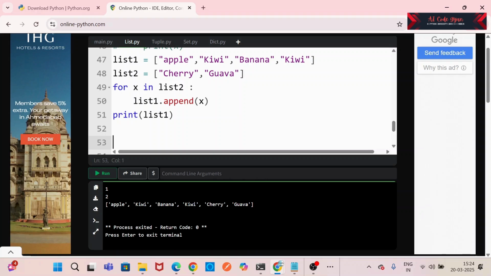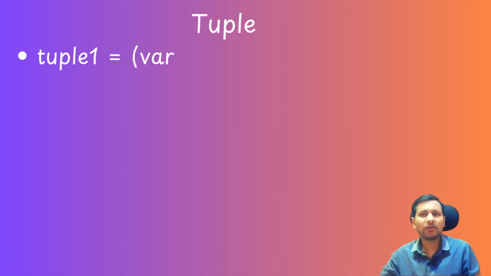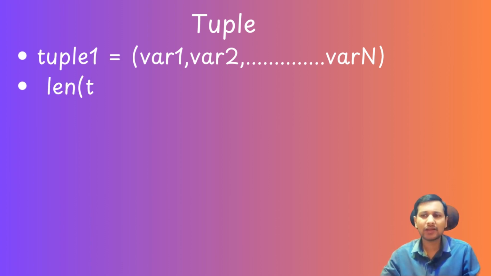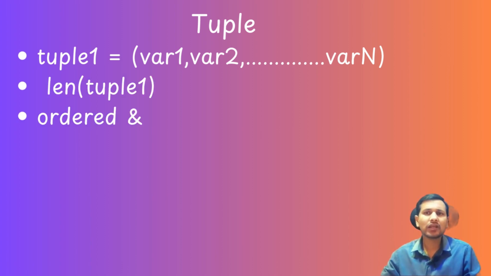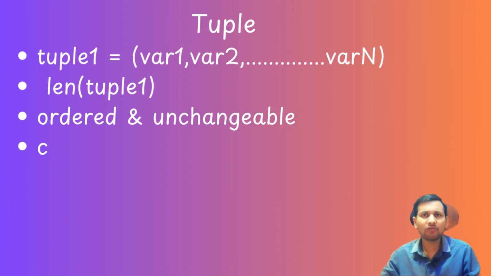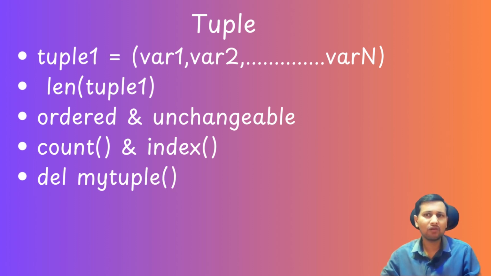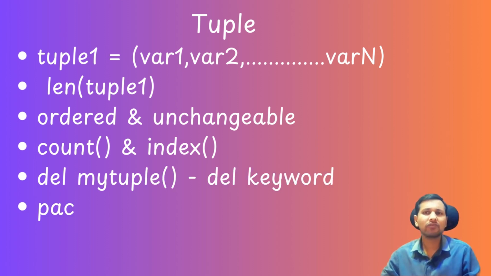Now let us go to tuple. We'll try some more problems. Now let us talk about the tuple data structure. Basically a tuple is also like a list data structure, but it is ordered and unchangeable, whereas a list was ordered and changeable and also allowed duplicates. A tuple will also allow duplicates, but we cannot modify or update the items once they are created.